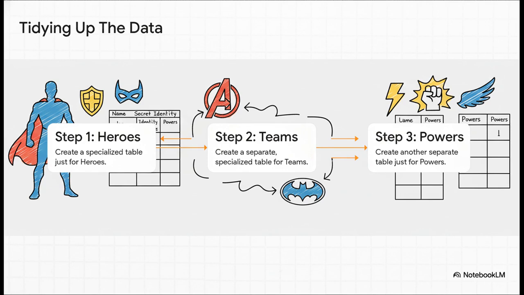We'll have a table just for heroes, nothing but hero info in there. Then we'll have another table just for teams, which lists each team's name and their headquarters exactly once. We could even have one for superpowers. By doing this, we completely eliminate that nasty data duplication, which makes our whole system way more efficient and a heck of a lot more reliable.